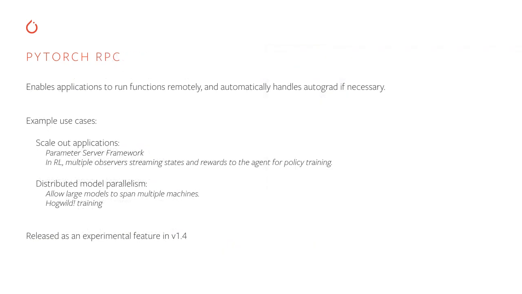And then PyTorch RPC. This is a new experimental feature in 1.4. It essentially enables applications to run functions remotely and then automatically handles all the autograd if necessary. So some of the example use cases we have are scale out applications. So if you had a parameter server running for things like reinforcement learning, or for example, distributed model parallelism. So if you had a really large model spanning multiple machines, this is actually a great framework for it. It is very low level, so it's definitely for the more power user type of audience. But we have some great examples that show you how to use it for some of these types of problems, especially model parallel. And again, this is a feature that was released experimentally in 1.4.